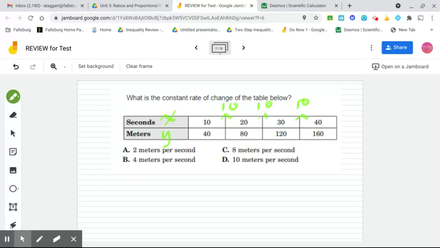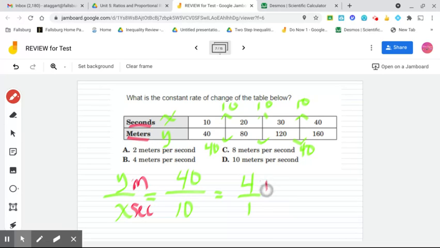And for the y values, which is meters, we have 40 to 80, 80 to 120, 120 to 160. So it looks like it's changing by 40 each time. Now remember, it's always y over x. So the change in the y values was 40 over the change in the x values, which was 10. And we can simplify that to be 4 over 1. So we can put meters, right? Y was meters, X was seconds. So it is 4 meters per second, which is choice B.